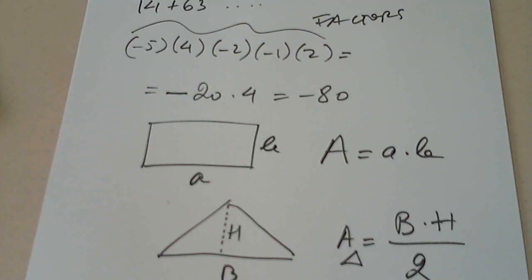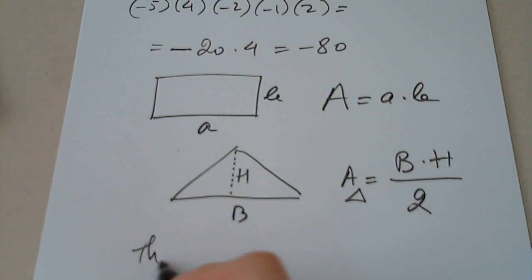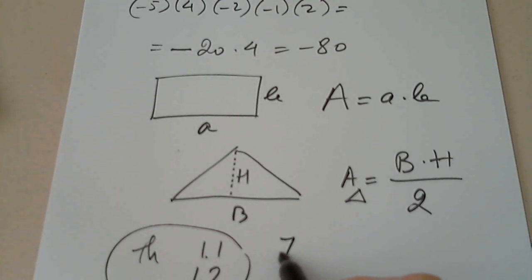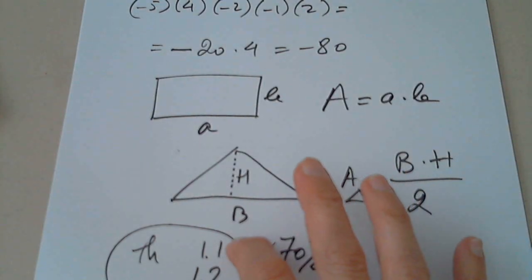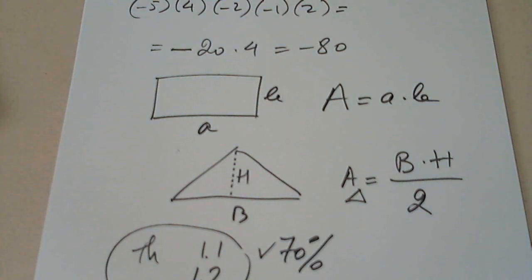Okay, good. So please, by Thursday, finish up everything in 1.1 and 1.2 with minimum 70%. I'm happy with 70%. So you have 2 assignments for 1.1 and 2 assignments to complete for 1.2.